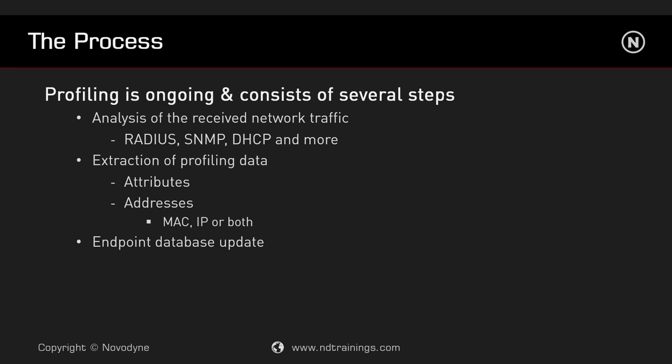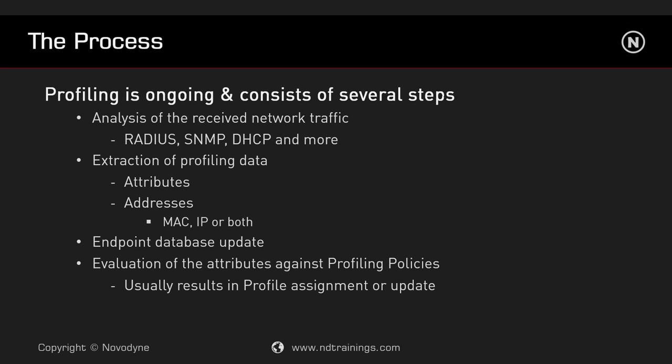So for example, if this was a new device that is connecting to the network for the first time, we will add an entry to the endpoint database. We will add its MAC address, possibly also IP address if both of those addresses were collected, and we will then bind those addresses to the collected attributes. Okay, and finally, what is going to happen is that those attributes that are in the database will be then evaluated against our profiling policies.